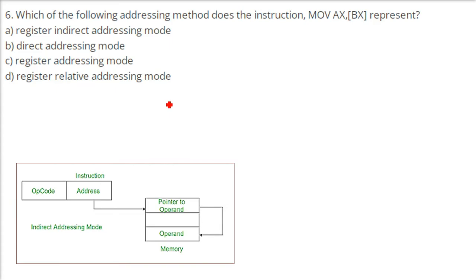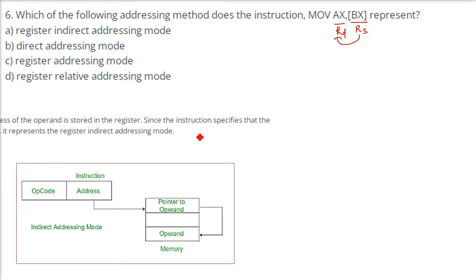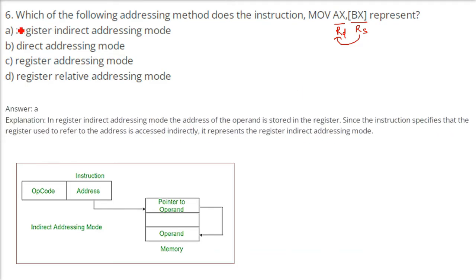Which of the following addressing methods does the instruction MOV A, B represent? First of all, there are different kinds of addressing methods. Addressing method is nothing but where the data will be, whether it is available right there, in a register or in the memory. This is the addressing mode. So the answer here is register indirect addressing mode.